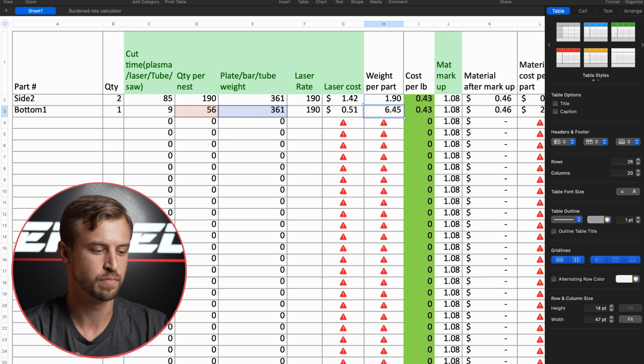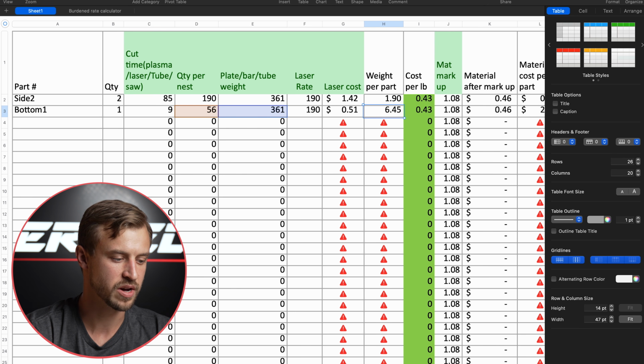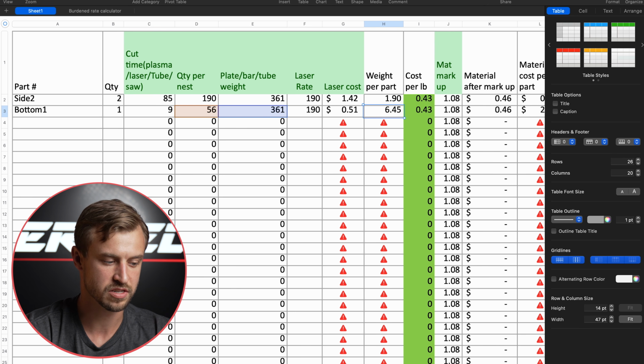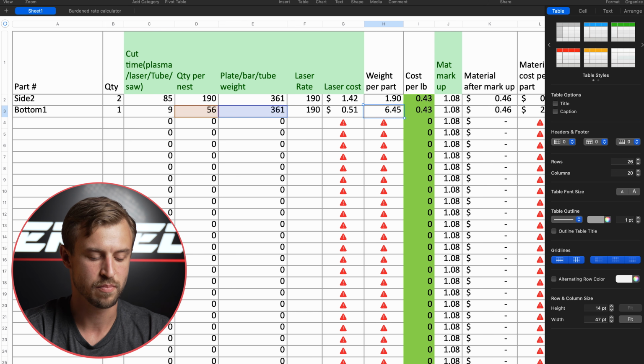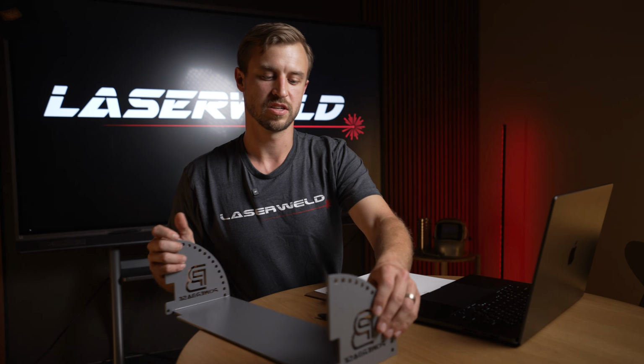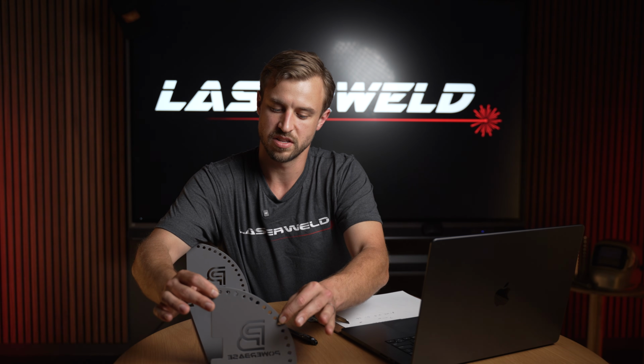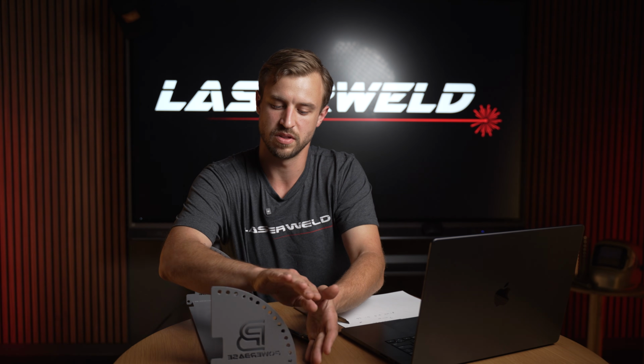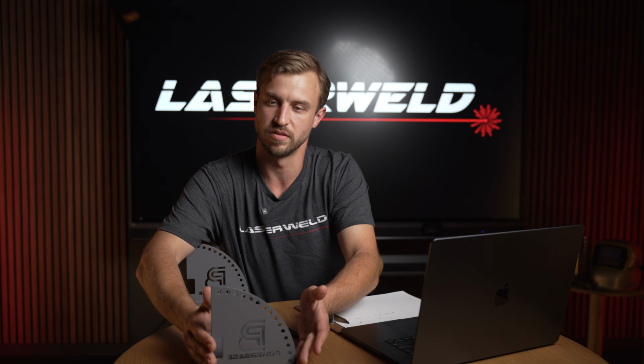Now, if you take the plate weight divided by the quantity per nest, or quantity per sheet, that part weighs 6.45 pounds gross. So this is a very important part. So if you're looking at this part, we're not selling just this part. You have to sell the entire rectangle of material that this comes out of.